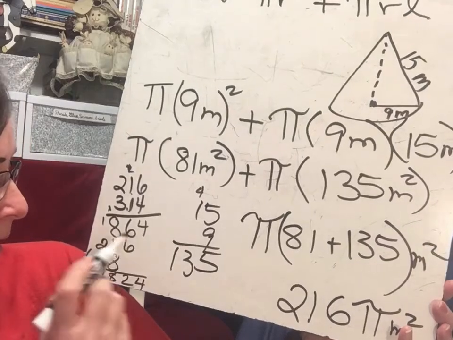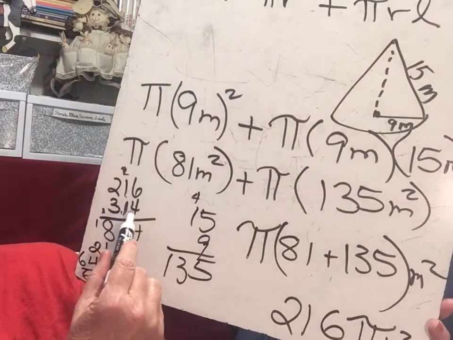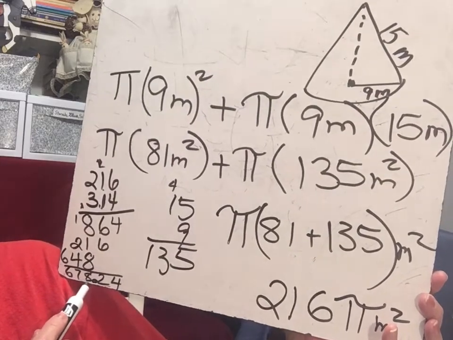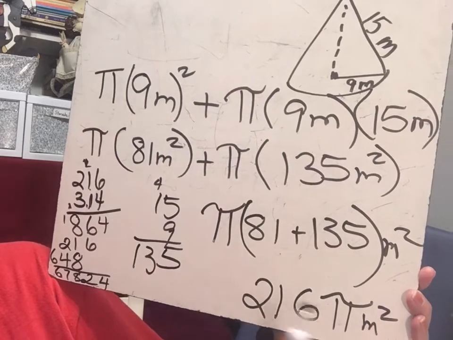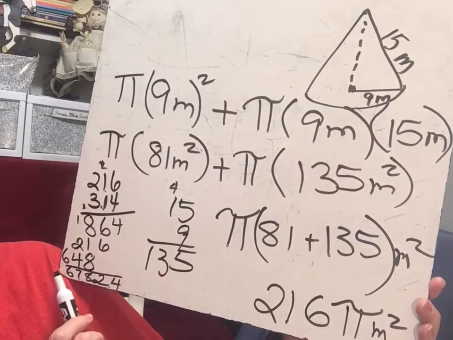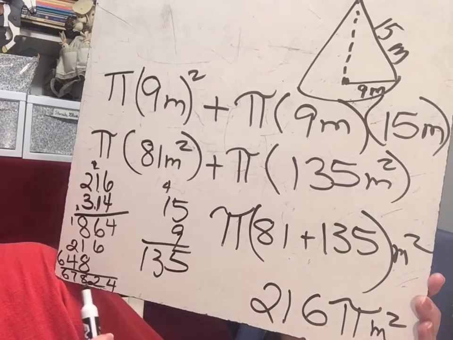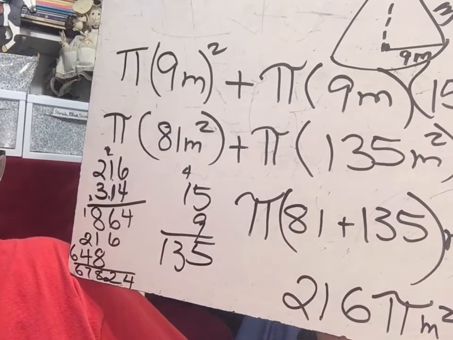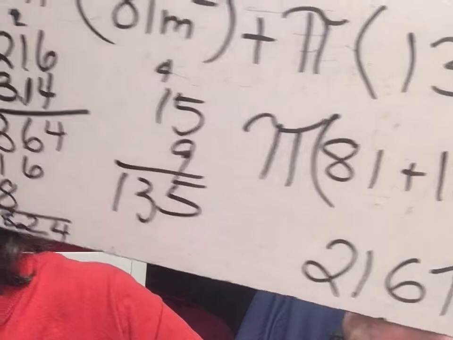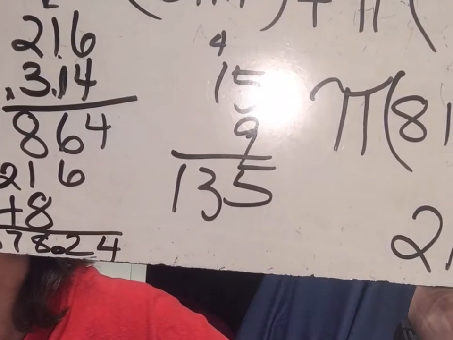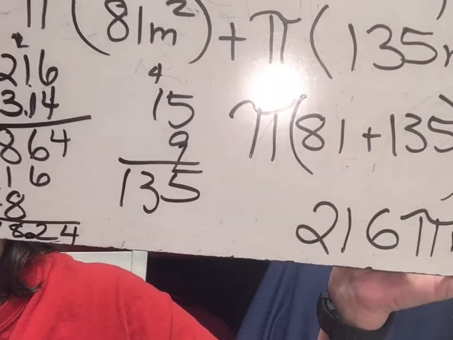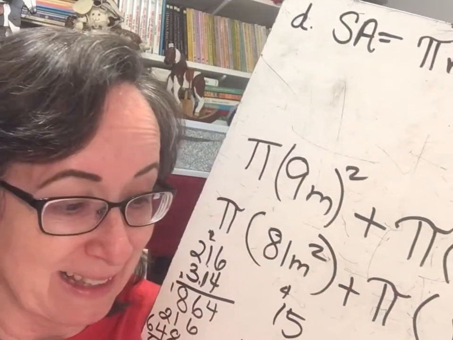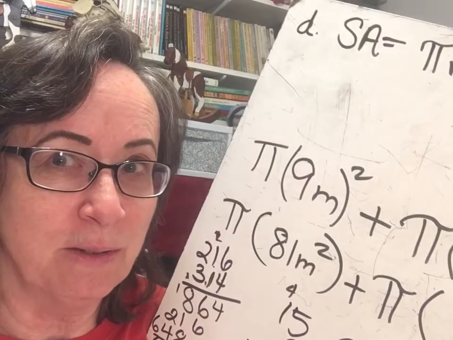Let's see if I can write that down. Now, I had 2 decimals. So 678.24 meters squared. 678.24 meters squared is the answer. I don't know if you can see that. I wrote really tiny, 678.24 meters squared. We are done with lesson 72.